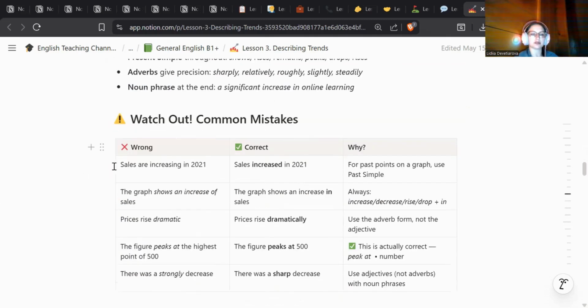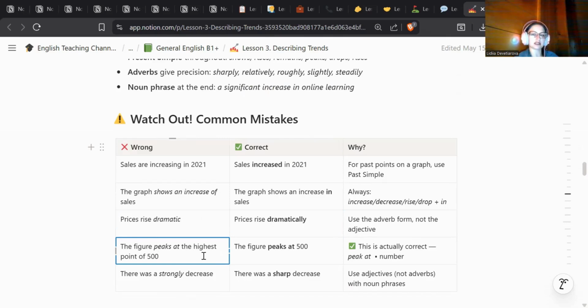Well, and here are some common mistakes. Sales are increasing in 2021. Sales increased. Yep. There is a past point on a graph, so we will use past simple. The graph shows an increase of sales. The graph shows an increase in sales. Increase, decrease, rise, drop in something. Prices rise dramatic. Dramatic is a person dramatic. For example, I am dramatic, she is dramatic, he is dramatic. But prices rise dramatically.